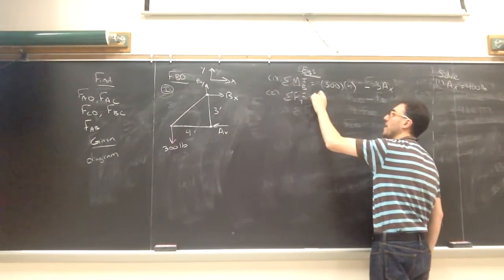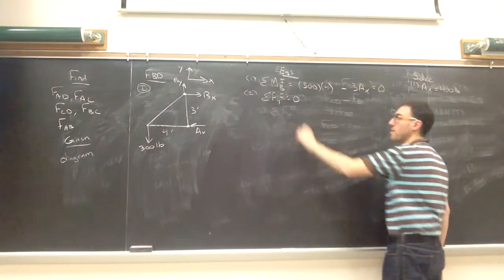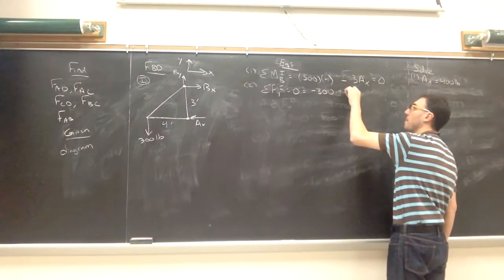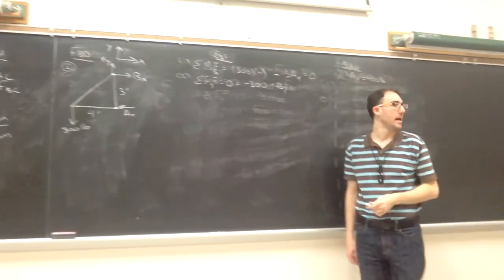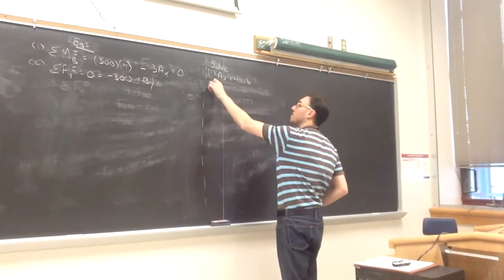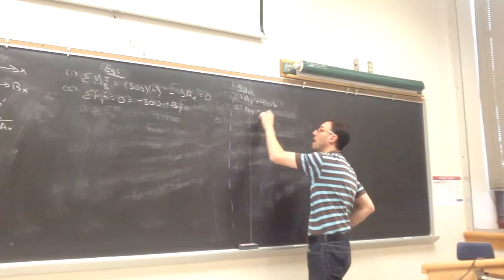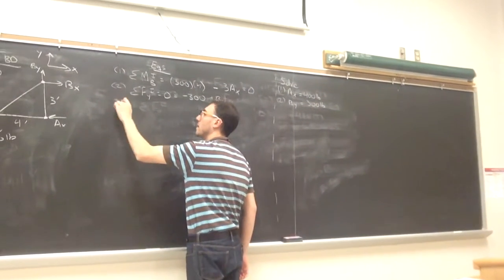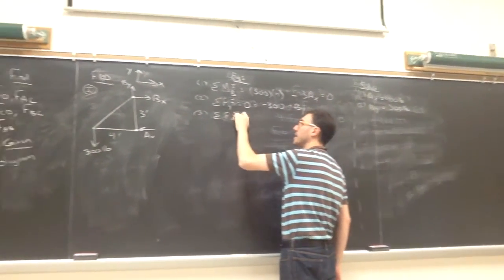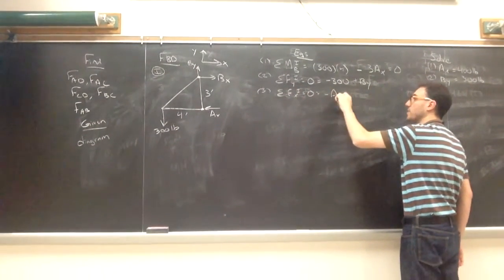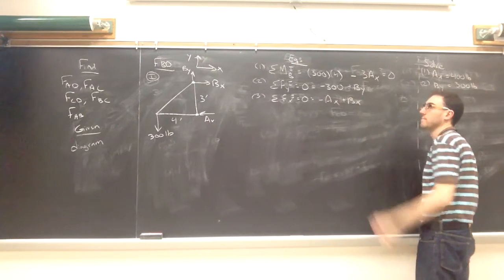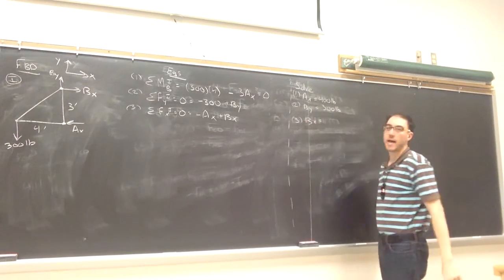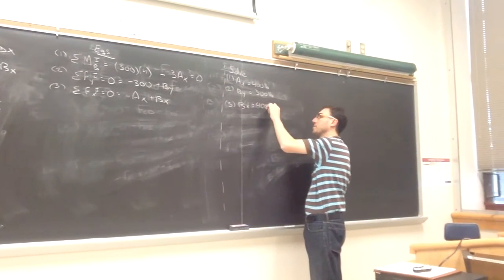If I head to the y direction here, and this was equal to 0 since it's in equilibrium. If I jump to the y direction, I have a negative 300, and I have my positive BY. So using equation 2, BY must be positive 300 pounds. And 3, looking in the x direction, we have negative AX, which we now know, plus BX. So the BX must be equal to AX equal to 400 pounds.